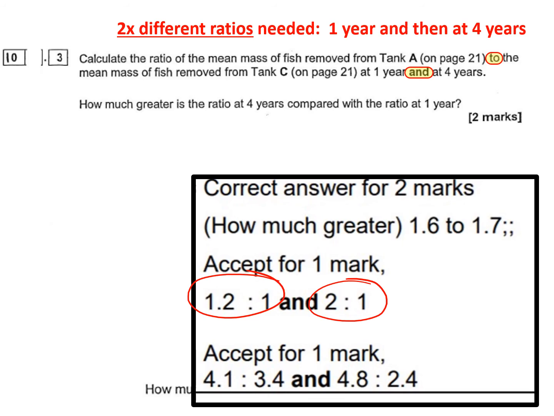And then if you divided the two numbers together, you would have found that it's 1.6 times bigger, and they accepted 1.7 if you rounded up. So 1.6 times bigger. So if you go 2 divided by 1.2, that gives you 1.6.